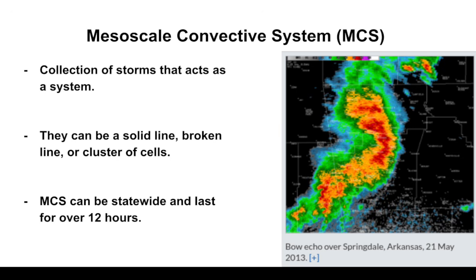A derecho is pretty much an MCS. It's just that the derecho criteria is different. An MCS is a much easier criteria, just a complex of thunderstorms that does not have to be severe. For a derecho, you do need to have a severe complex for 400 miles or greater.